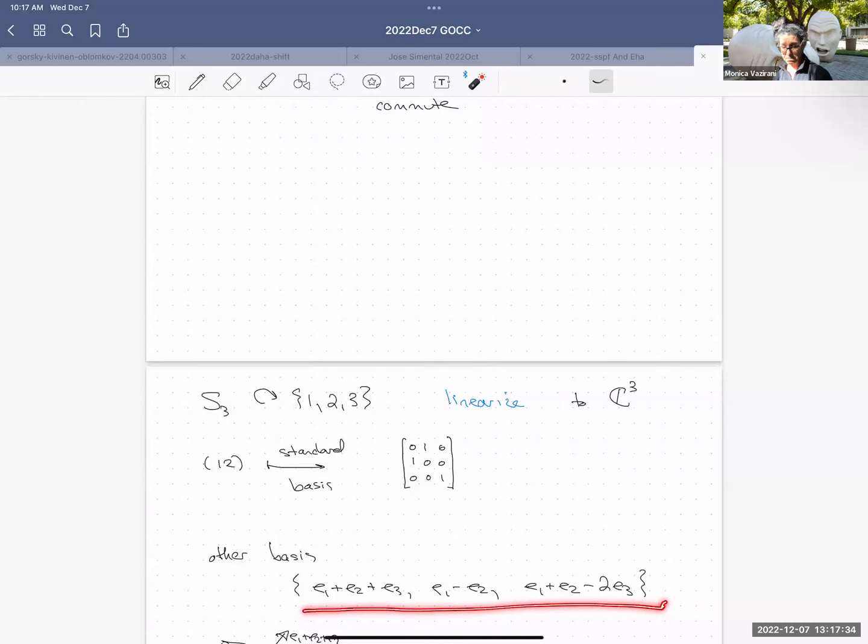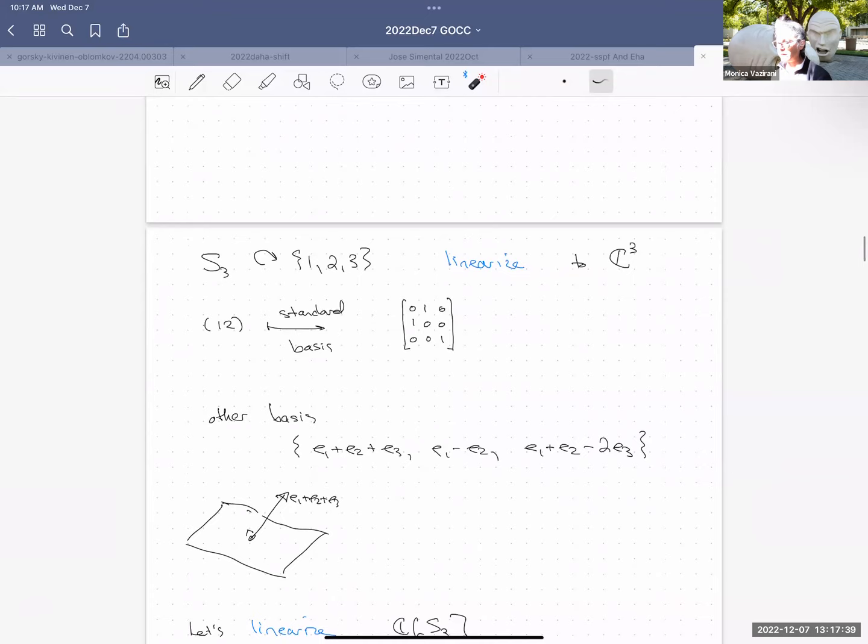Okay. And the first thing that I want to notice about this basis is, let's just look at this first basis vector, E1 plus E2 plus E3. If you act by any permutation, say you send 1, 2, 3 to 3, 2, 1, E1 plus E2 plus E3 might become E3 plus E2 plus E1. It's always going to give you the same thing back. No matter what you do, this corresponds in the standard basis to the vector 1, 1, 1. It's fixed. It's an eigenvector for every single permutation.